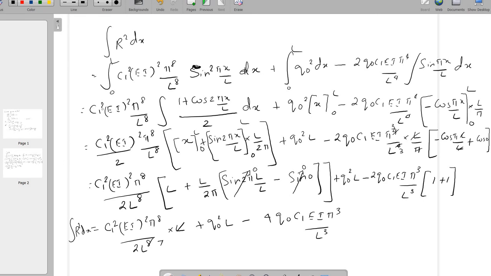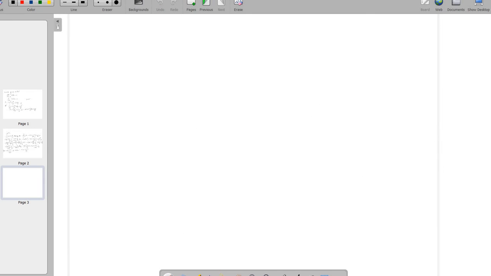Now we are going to differentiate. What is the concept in the least square method? Dou by dou c of integral r square dx. Now we have completed the integration of r square dx. We are going to differentiate this with respect to constants. That we have to kindly note. We are not going to differentiate with respect to x. We are going to differentiate with respect to constant.